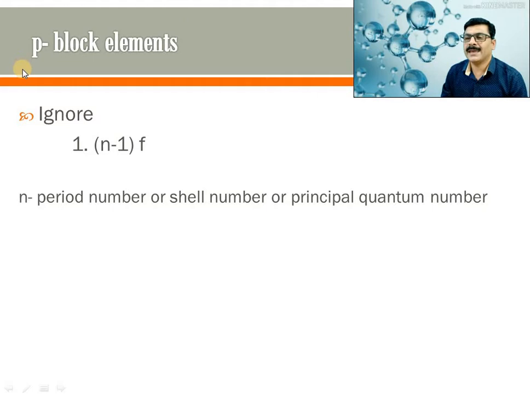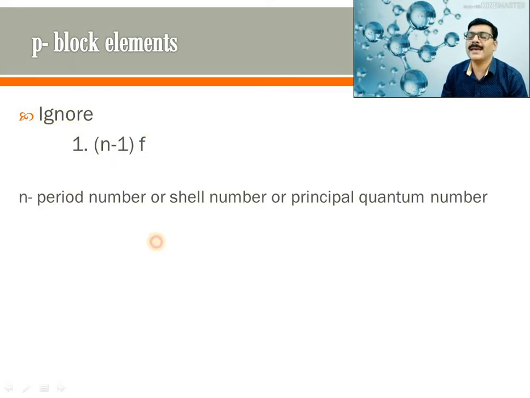Now let us move to the cell electronic configuration of p block elements. For p block elements we have to remember only one thing: you have to ignore the n-1 f orbital. Means for p block elements the only thing you have to remember is that the n-1 f orbital you have to ignore.